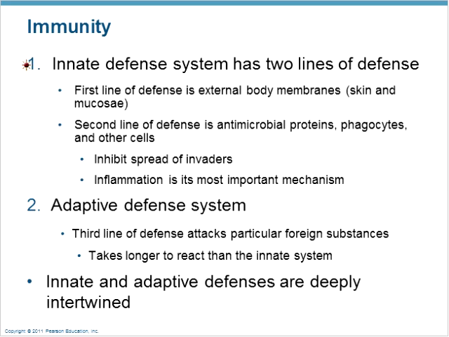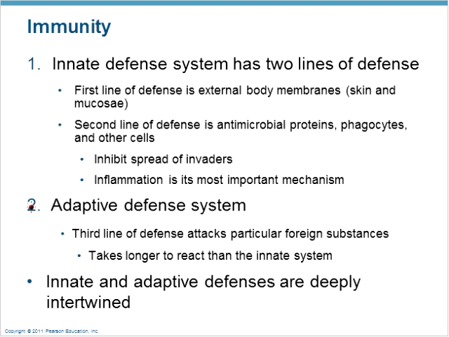We talk about the innate and adaptive systems here. The innate defense system has two lines of defense, a first and a second line. The first line of defense is the external body membranes, the skin and the mucosa, and all the openings into our body. Then we have a second line of defense, which is antimicrobial proteins, phagocytes, which eat the invader, and other types of cells which inhibit the spread of the invaders. Of the second line of defense, inflammation is the most important mechanism. We're going to talk about that extensively in just a bit.